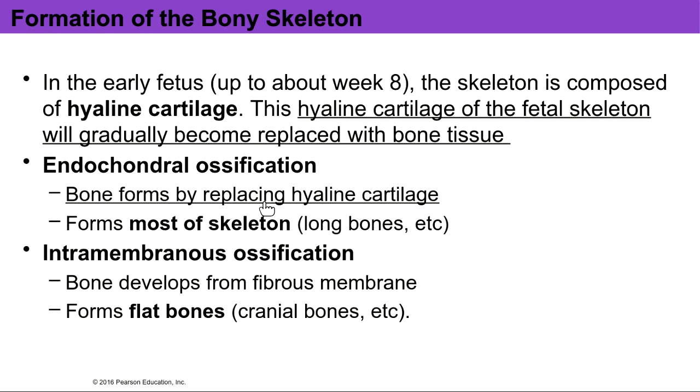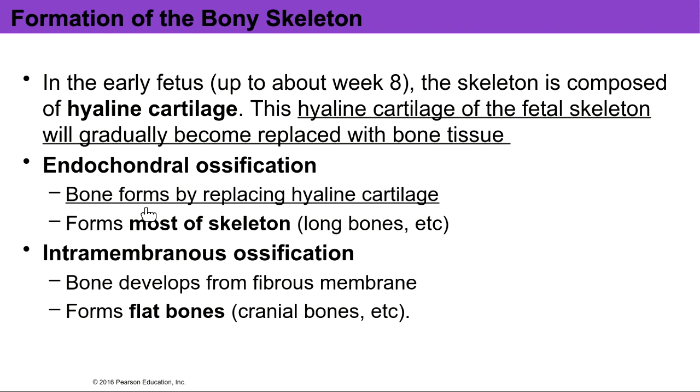So yes, as an early fetus, all right, the skeleton is hyaline cartilage. Okay, early in development, there is no bone yet. It's just hyaline. And this hyaline cartilage will eventually be replaced with bone tissue. So now there are two types of bone development that I want to mention here. You have endochondral ossification and intramembranous ossification. So we're really going to focus on the steps involved in endochondral ossification. We will not go through the details of intramembranous ossification. That is actually a whole different process.